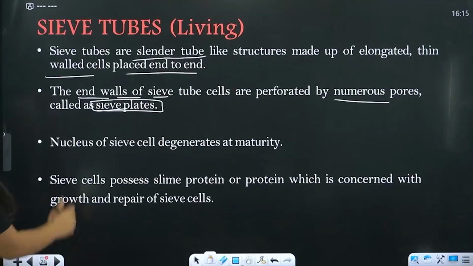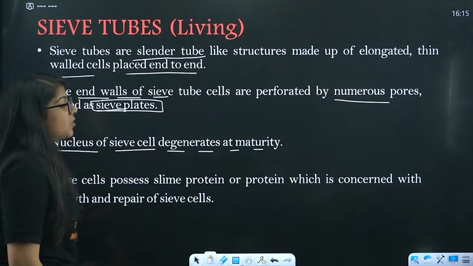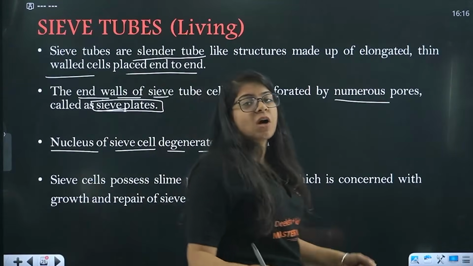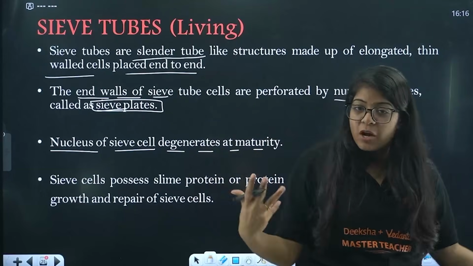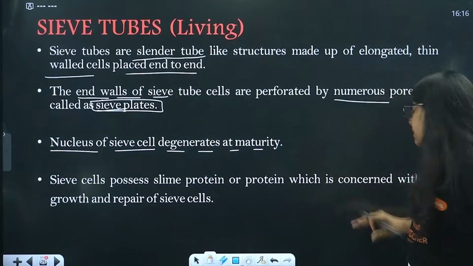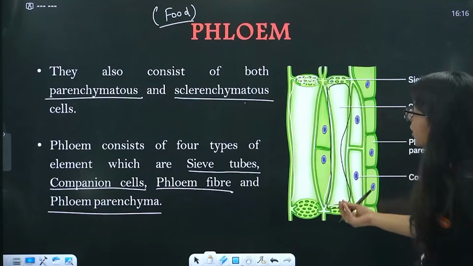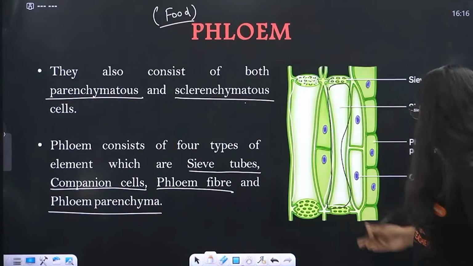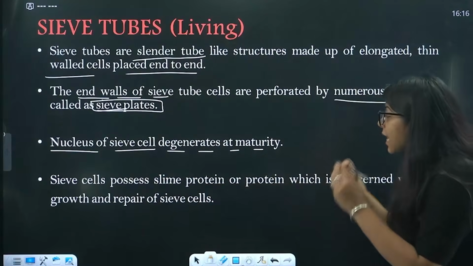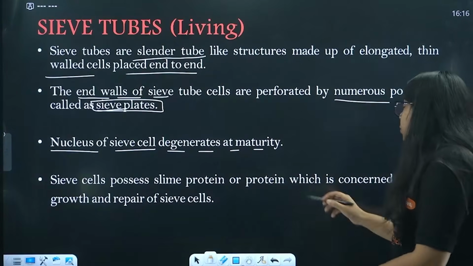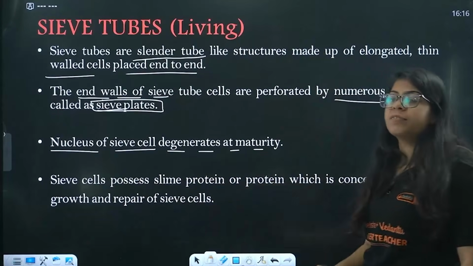Now beta, the nucleus of the sieve cell degenerates at maturity. Degenerates means it breaks down as the years pass by, as time passes. With maturity, these sieve cells have a nucleus, so it degenerates. That means it breaks down with maturity. Okay beta, and sieve cells possess slime protein, which is concerned with growth and repair of sieve cells.